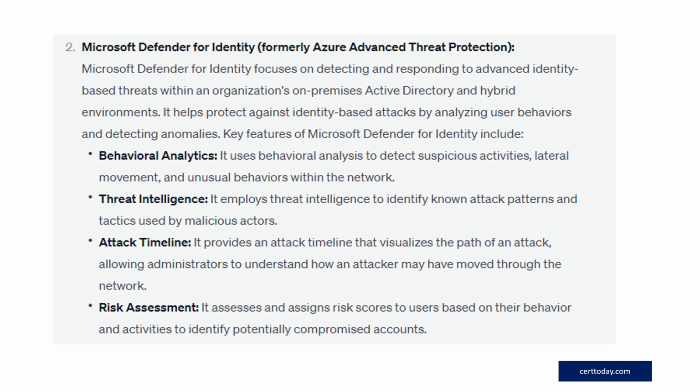Microsoft Defender for Identity, formerly Azure Advanced Threat Protection, focuses on detecting and responding to advanced identity-based threats within an organization's on-premises Active Directory and hybrid environments. It helps protect against identity-based attacks by analyzing user behaviors and detecting anomalies. Key features of Microsoft Defender for Identity include behavioral analytics, threat intelligence, attack timeline, and risk assessment.